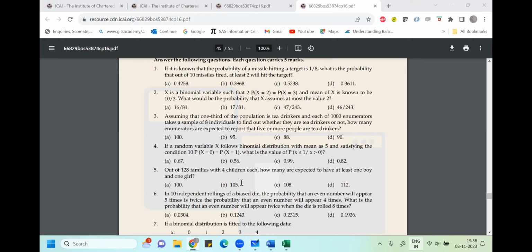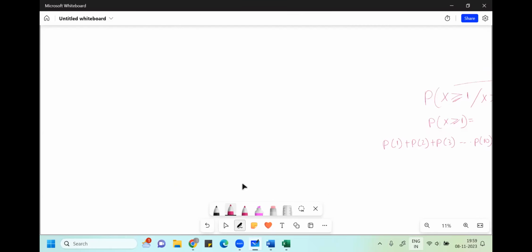So actually there are 128 families, and every family has 4 children. Total children would be 128 into 4. 128 is 2 to the power 7, and 4 is 2 to the power 2, so 2 to the power 9, which means 512. So there are 512 children in total. What they are asking is how many are expected to have at least one boy and one girl. Here you can take n as equal to 4.